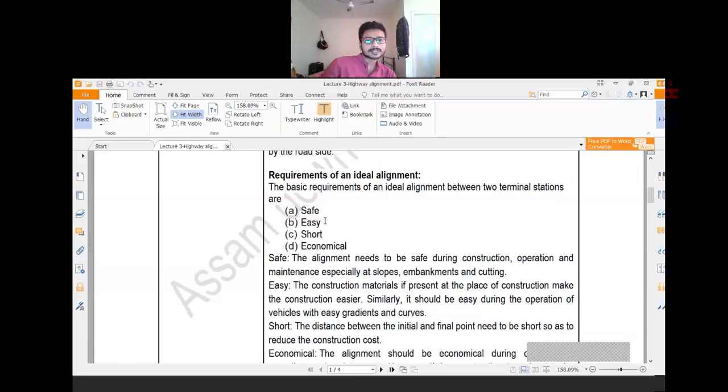will find it very disadvantageous to overcome that gradient. It will be very tough for them to overcome that gradient. So in that case, you need to make the gradient very easy so that all types of vehicles can move over there. Basically, to make the gradient easy, for this reason only, in hill roads zigzag roads are constructed, to make the gradients easier.